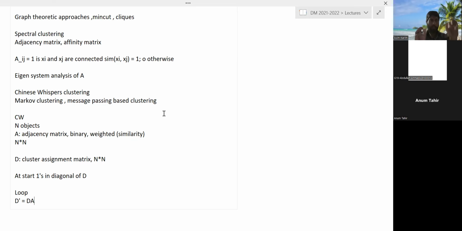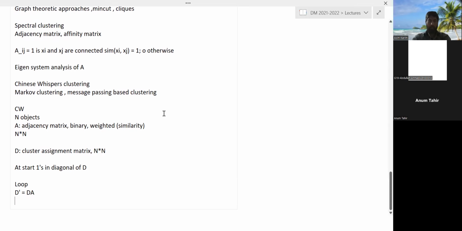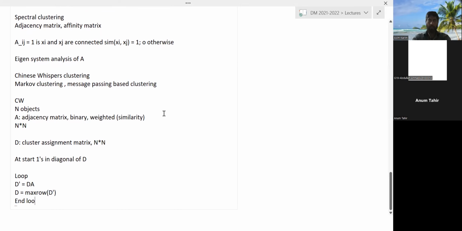When we do this multiplication, the similarity of all the connected nodes gets summed, and it comes to that point. So in other words, we are summing the similarity of objects to which a particular object is connected. And based on that sum, in the next step the new D that is formed is simply the max for each row in the matrix D prime, and then end the loop, or continue the loop until there is no change.